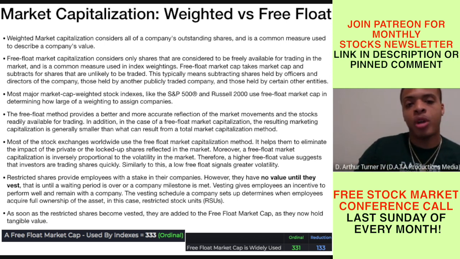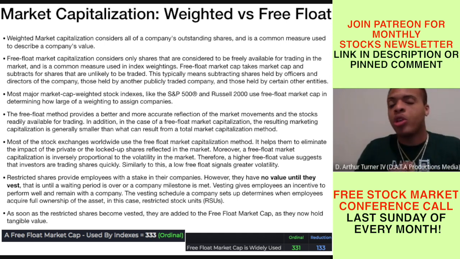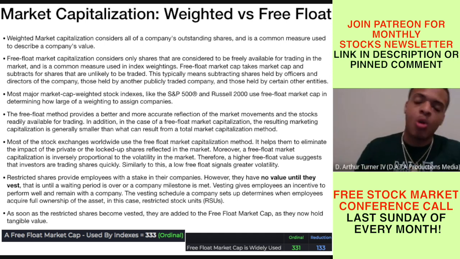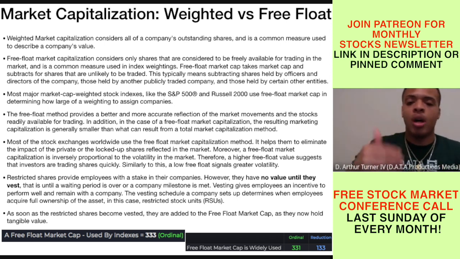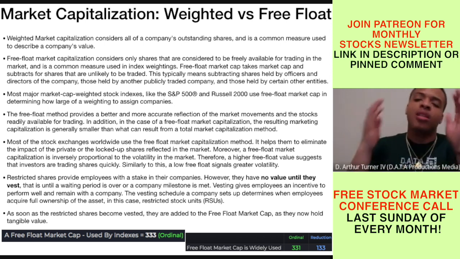Most major market cap weighted stock indexes like the S&P 500 and Russell 2000 use free float market cap in determining how large of a weighting to assign companies. So when you go on brokerage websites, the brokerage apps, really anywhere, when you see that market capitalization, that's going to be the free float. They don't consider the restricted shares, the ones that aren't in the actual tradable float. And that goes for indexes as well. It's the most commonly used one. So when most people say the float is this, the market cap is this, they're using free float.